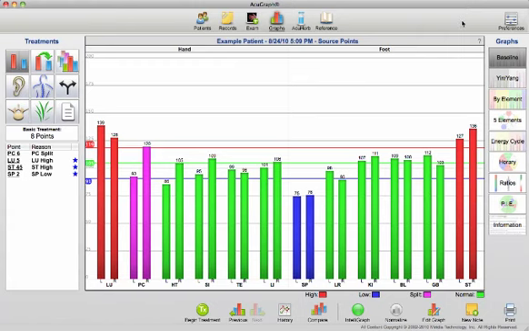Here in the AcuGraph's graph window, you can look at your data, and it's color-coded and classified to help you understand it and interpret it quickly. The bars that are red show an excessive meridian, blue shows deficiency, and purple shows what's called a split, which is a left-right imbalance in the same channel.